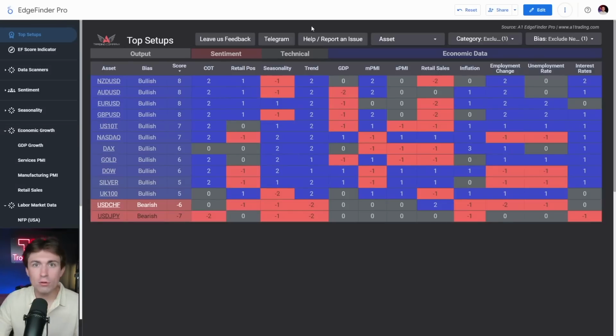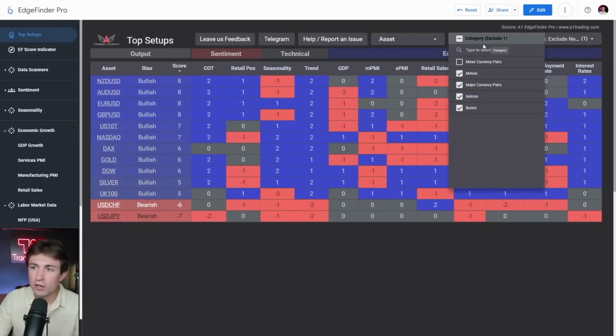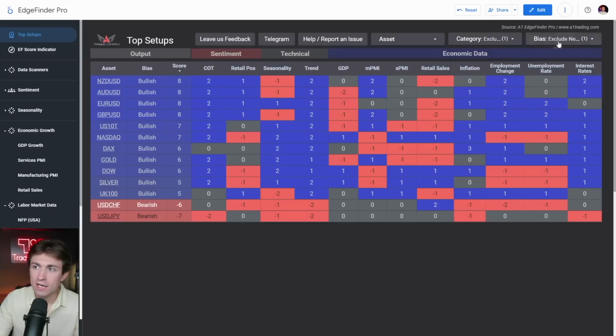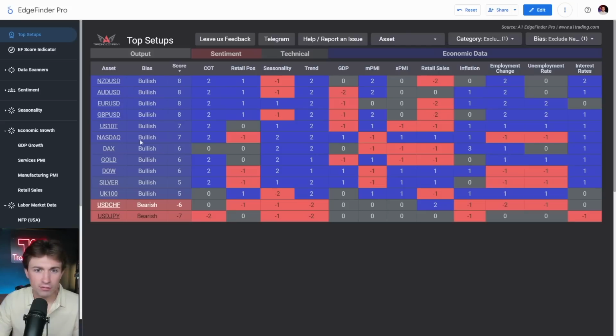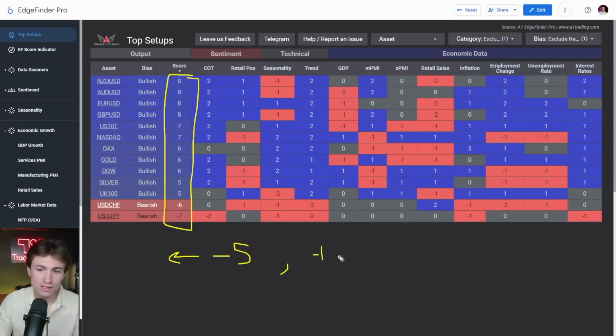So for those of you guys who are already EdgeFinder users, I just want to show you my settings here. I just went in here and I excluded the minor currency pairs from our categories list. And then I also excluded the neutral ratings here from our bias list. That way the list of available symbols here shows me only readings on the EdgeFinder that are getting a strong enough score to give us a bullish or bearish reading. And that, by the way, is a -5 or less, or a +5 or greater.